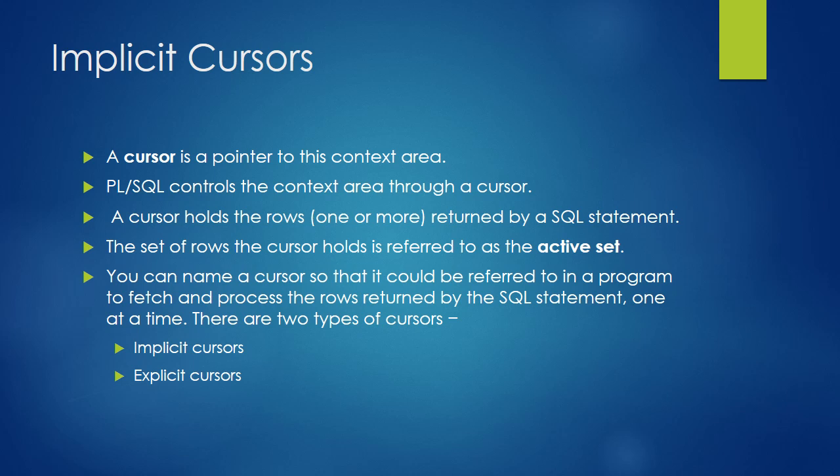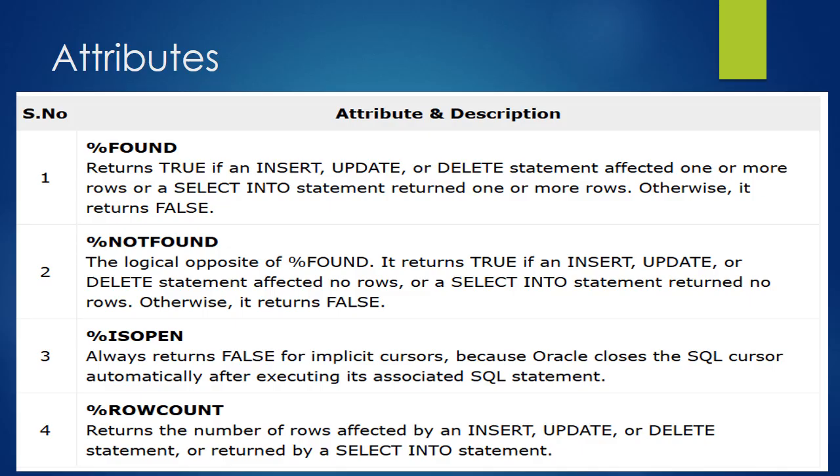In PL/SQL, you can refer to the most recent implicit cursor as the SQL cursor, which always has attributes such as %FOUND, %ISOPEN, %NOTFOUND and %ROWCOUNT. The SQL cursor has additional attributes, %BULK_ROWCOUNT and %BULK_EXCEPTIONS, designed for use with the FORALL statement. The following table provides a description of the most used attributes.